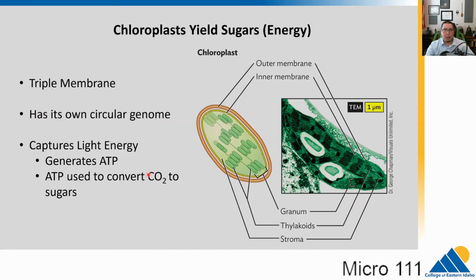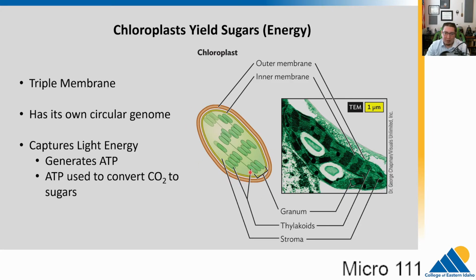The chloroplast is an organelle that's found in plants. Plants have mitochondria, and they also have these chloroplasts where photosynthesis occurs. The chloroplast has a triple membrane, actually. That's because the original photosynthetic bacteria already had a double membrane. So when they got absorbed, they now have three membranes.